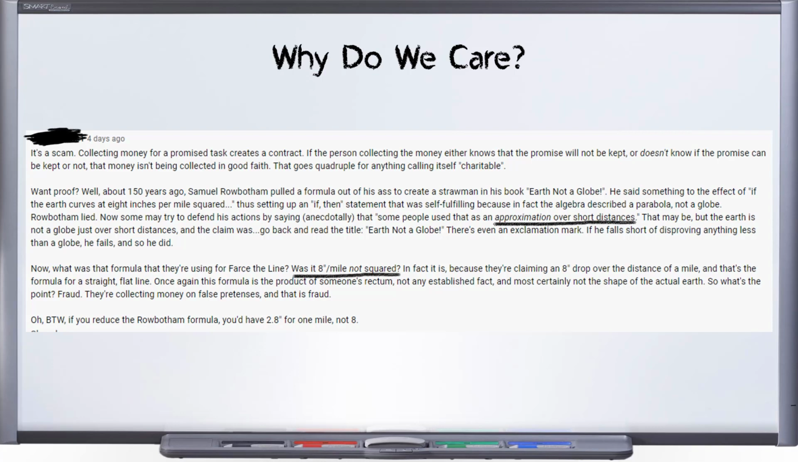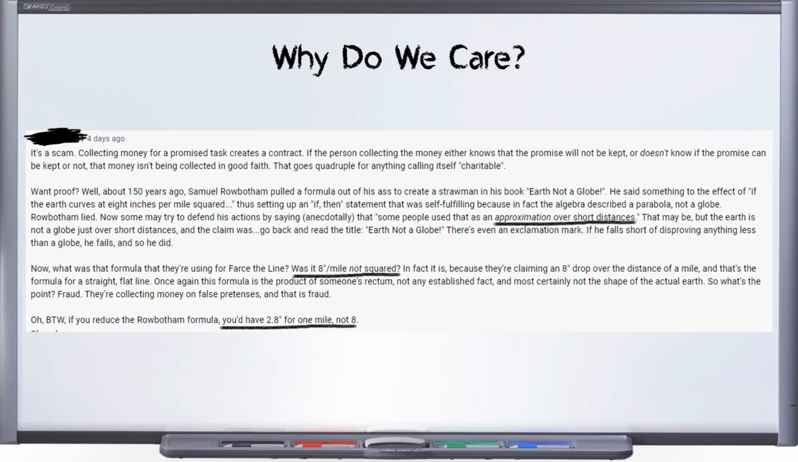Okay, what else will I point out here? This individual is claiming that it was not properly squared, that for some reason he thinks somebody is using the equation as 8 inches per mile rather than 8 inches per mile squared. And yeah, that confused the heck out of me, but that is what he said. And he then further explained that you'd have 2.8 inches for 1 mile rather than the 8 that I had calculated.